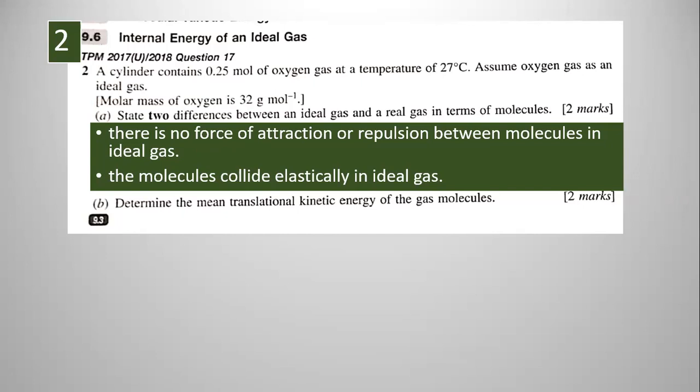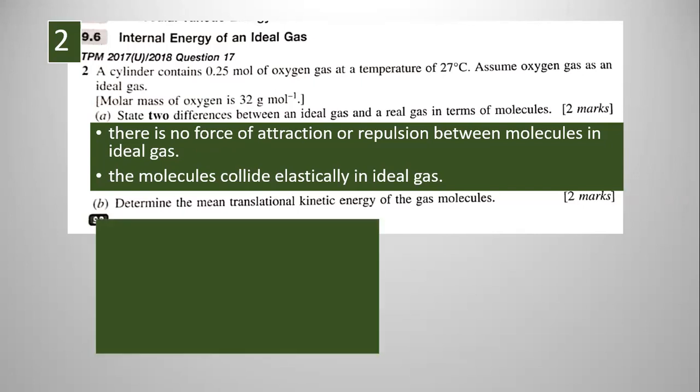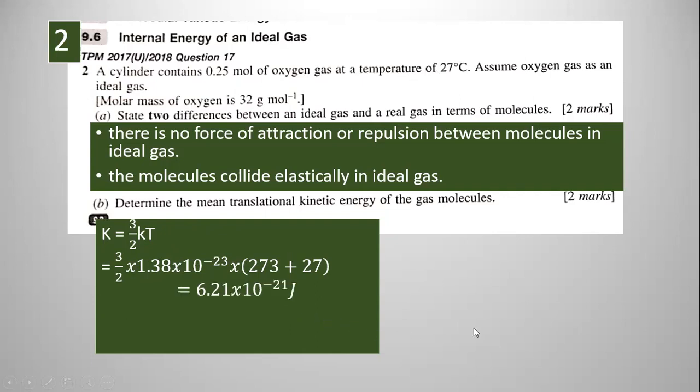Determine the mean translational kinetic energy of the gas molecule. Memory work. Kinetic energy is 3/2 kT. You want translation. Translation is 3 degrees of freedom only. And put in your value. k is the Boltzmann constant. You can get it from your data sheet. And then change the temperature to Kelvin. Calculate it out.